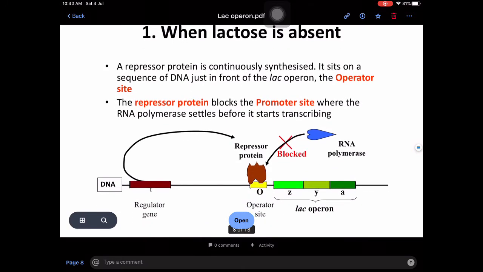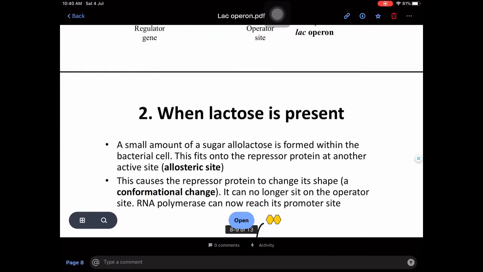So when lactose is absent, how are the genes switched off? There is a repressor protein that is produced by a regulator gene, and this repressor protein binds to the operator site. It keeps the operator site blocked so that RNA polymerase cannot bind to the operator site. When RNA polymerase is unable to bind to the operator site, the three genes will be switched off.